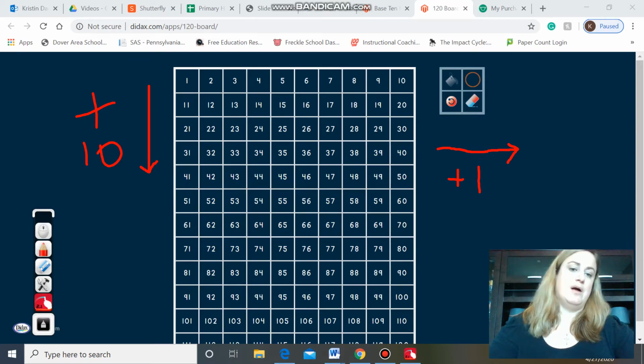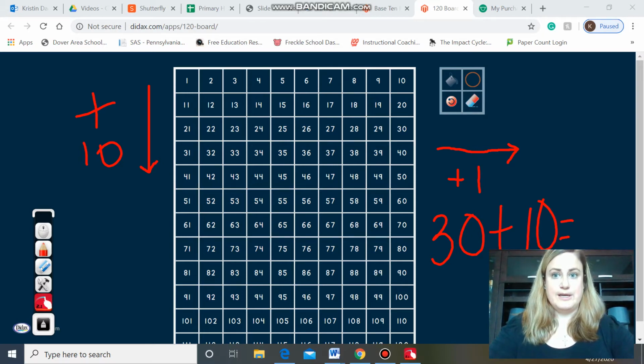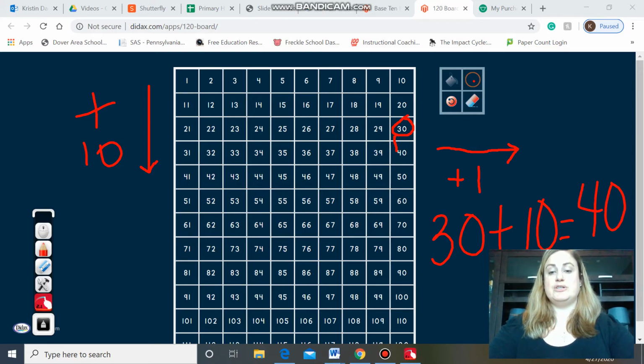So if I have a problem like 30 plus 10 equals, I'm going to look in my tens column: 10, 20, 30. Okay, here's my 30. I'm going to plus 10, so I'm going to be going straight down. 10, my answer would be 40. Okay, so each move you make is by tens. So I went down 1, which is 10. My answer is 40.